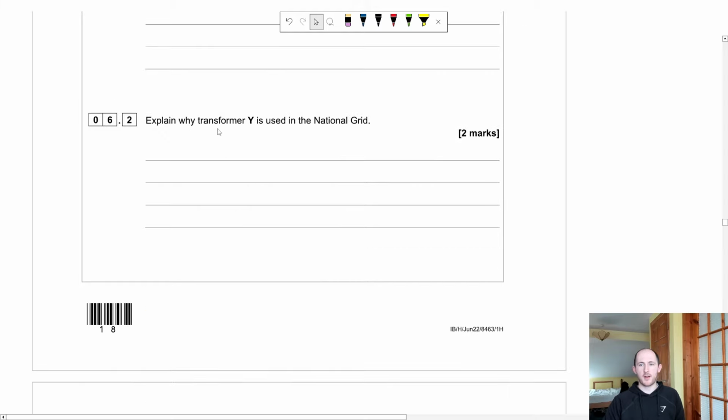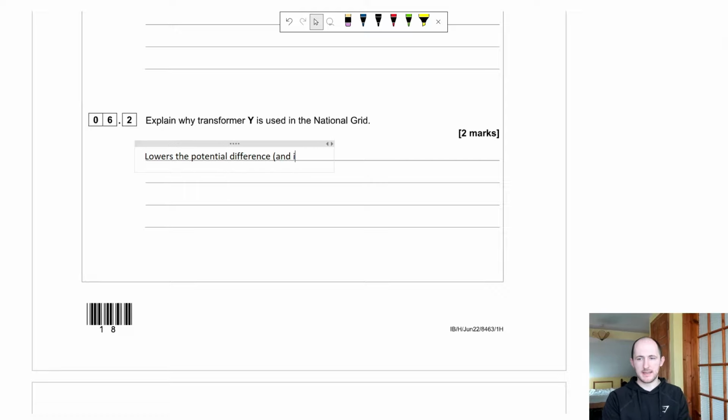And then I probably should have seen this coming. Part 2 is why is transformer Y used in the national grid? Well, it lowers the potential difference. You can write and increases current if you'd like. And why is that? What was the reason I mentioned? It's because all of our stuff would blow up otherwise. So we can say that it lowers to a safe value. How about that? Because that's the whole point. It's about safety. If you have a really large potential difference, you risk, well, like I said, blowing stuff up, which you generally don't want to do in a house.